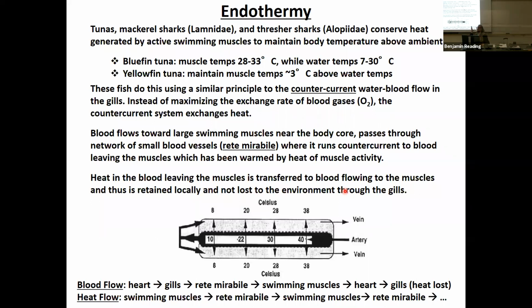The gills are going to have a lot of heat leaving them. So what this does is it retains warm temperature inside of the muscle based upon the blood flow there. Blood flow typically goes heart, gills, rete mirabile in the muscle, to the swimming muscles, to the heart, then to the gills, and the heat is lost. But this is what's needed for us to have oxygen exchange. However, the heat follows a path from the swimming muscles to the rete, back to the swimming muscles, to the rete, back to the swimming muscles, to the rete, et cetera. And so the heat is circulated within the muscle.